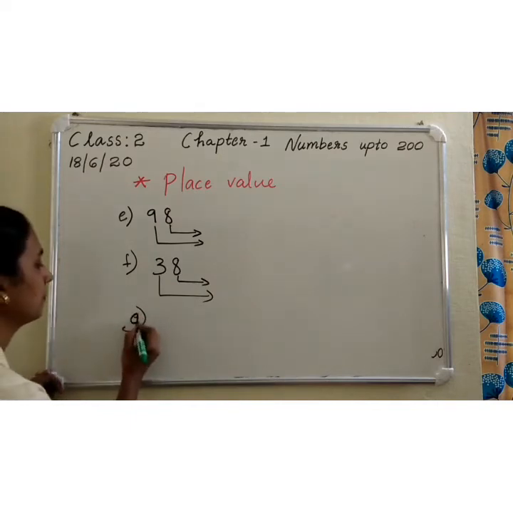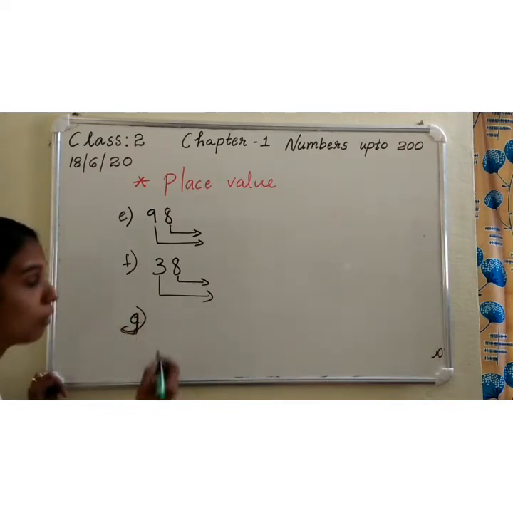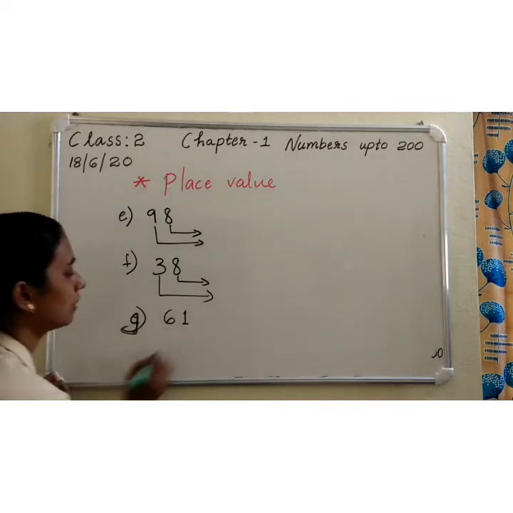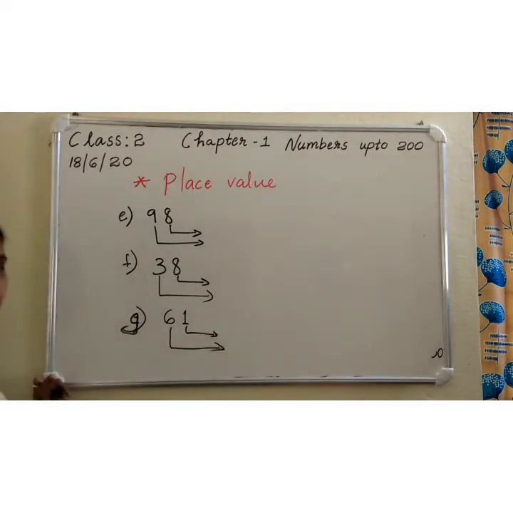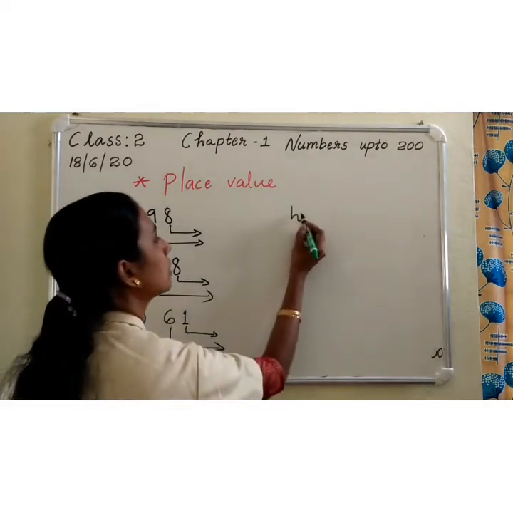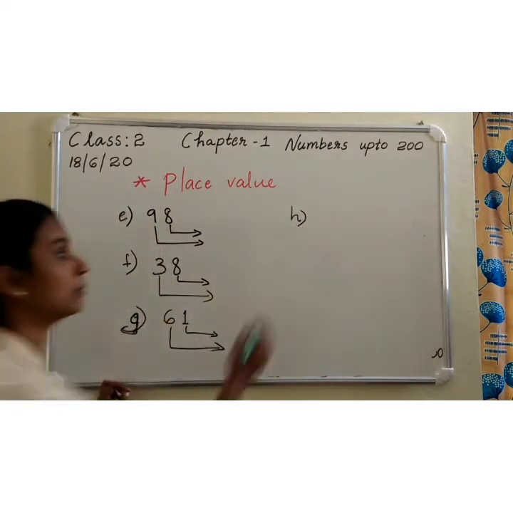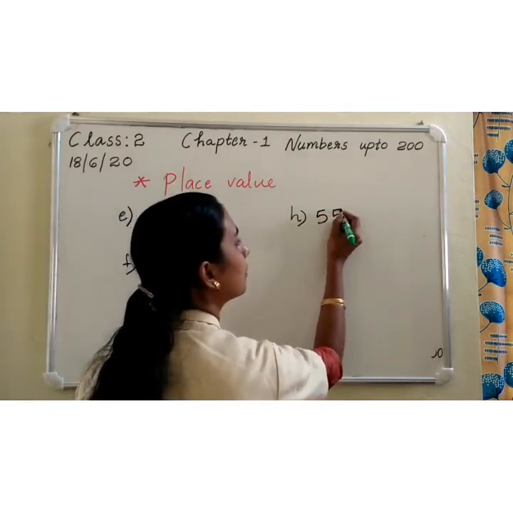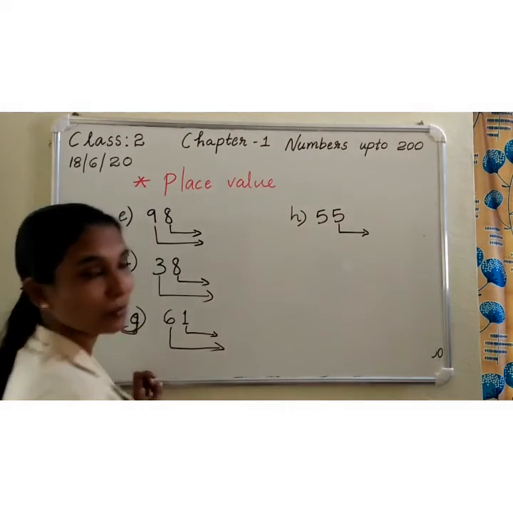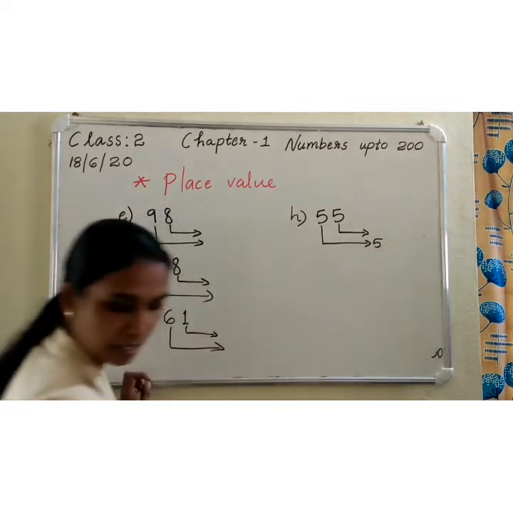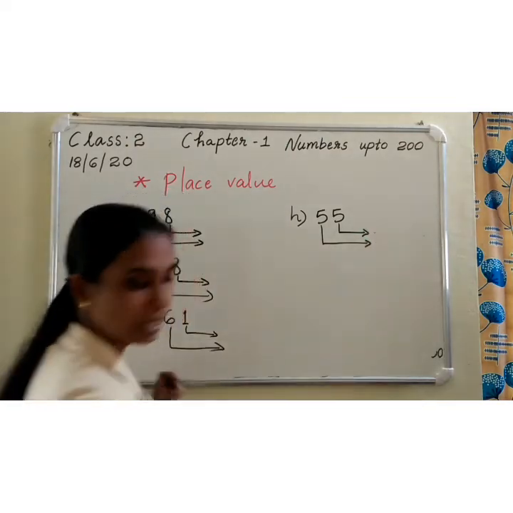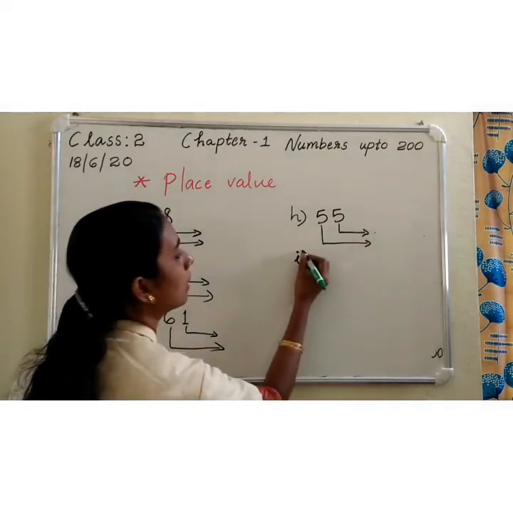G. Then, write the place value of 61. Okay. Write the place value of this 1 and write the place value of 6. 1 in 1's place. So, write the answer. 6 in 10's place. Write the answer. Okay. Next, H. Write the place value of 55. Write the place value of first 5. Then write the place value of 5 in tens place. Okay.